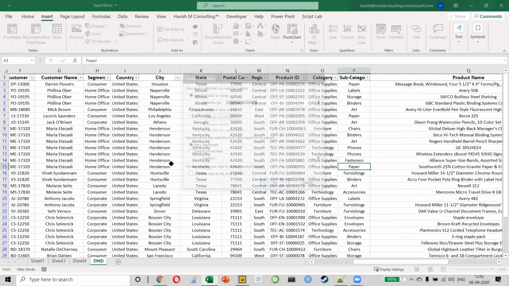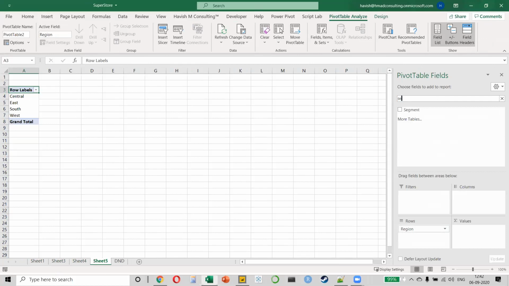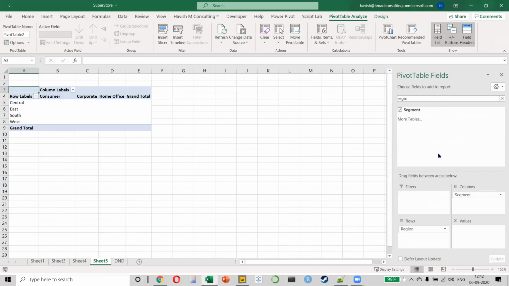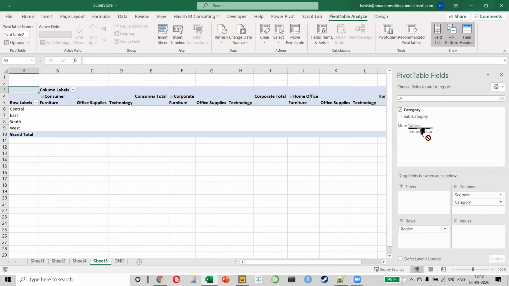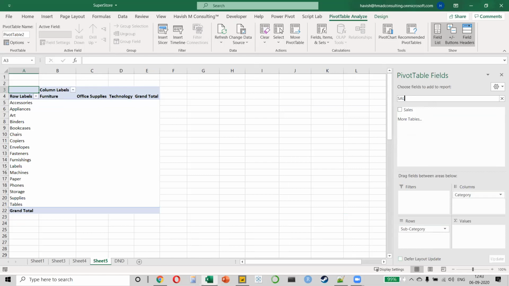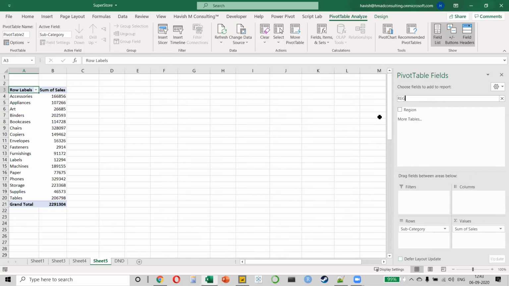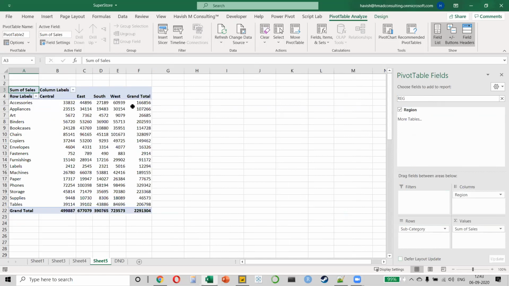Let me do one more. I'll do it with a smaller data set so that this time all of you will understand this. One second. Region, segment, and no, you know what? In fact, let me select my category. I'll select my subcategory. Okay, but category would not work. Just a second. Select my region one. Yeah, I think this is great.